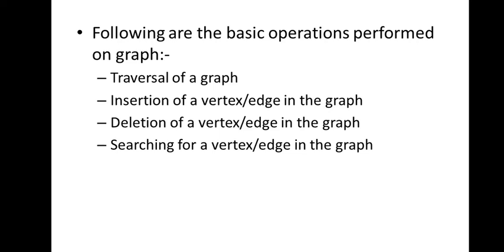Traversal of graph. Here we can do the traversal where we can visit the vertices or the edges in some order. The second operation is insertion of a vertex or edge in the graph, where we can insert any vertex or an edge. Similarly, we can delete any vertex or edge from the graph, which is the third operation. The fourth operation is we can search whether there is a vertex or an edge that can occur among the two vertices. These are the operations that can be performed on graph.